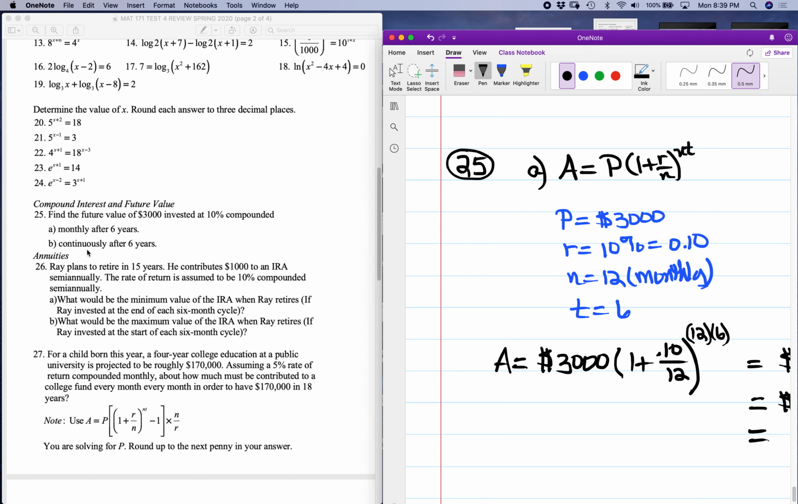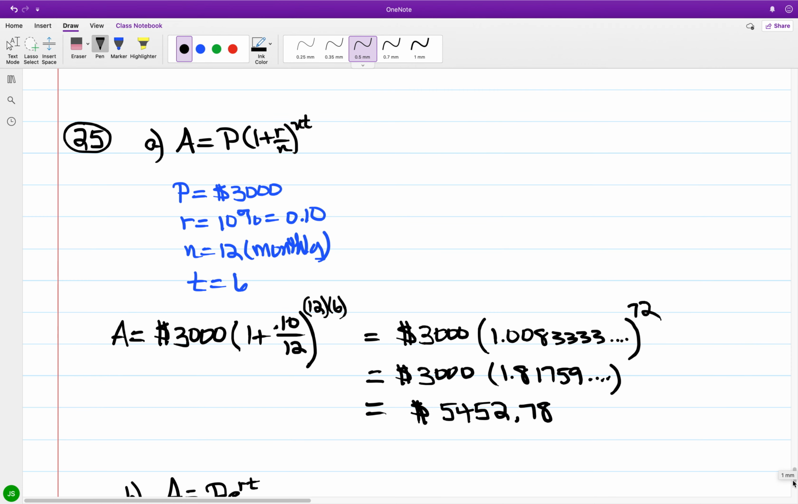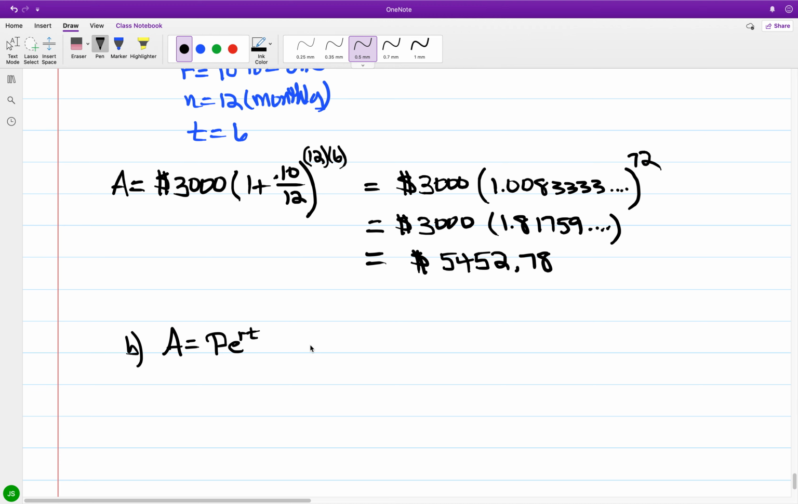Now, in the case of part B, we have the same quoted values, but the difference this time around is that we have continuous compounding. So if I run what I have here through the perspective of continuous compounding, this is going to be the formula: P times e to the r times t.